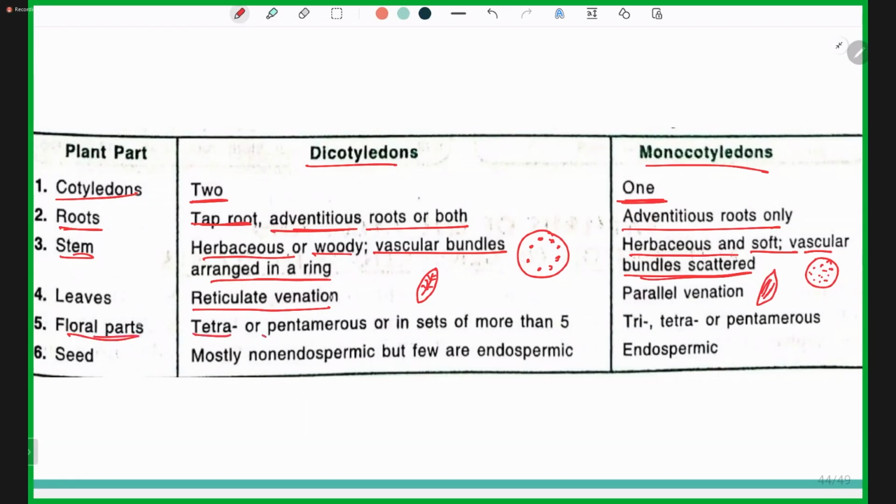Floral parts: tetramerous or pentamerous instead of more than 5. Tetramerous, pentamerous. It is not a hard and fast rule that it has to be trimerous; it can be more. Seed mostly non-endospermic, but few are endospermic. But in monocot, the seeds are endospermic.